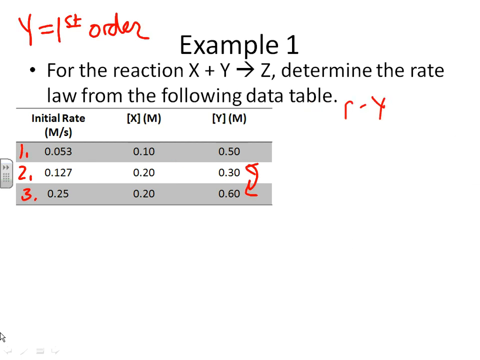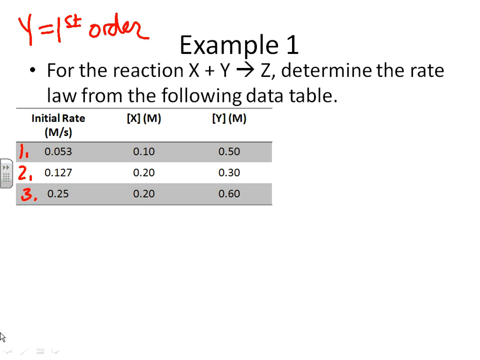Now, figuring out the order for x. x is harder because look at our 3 concentrations of y. I don't have 2 trials where the y is not changing. I just don't have that data. We can still figure out the order for x, but here's where we have to mathematically prove it. So going back to that strategy that I said on the previous slide, what do we need to do? We need to basically write rate laws and then divide them by one another. Essentially, we're going to compare 2 of the trials.